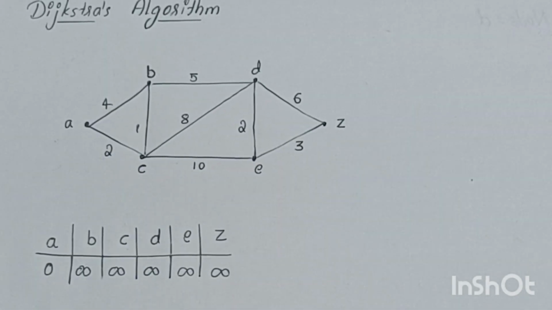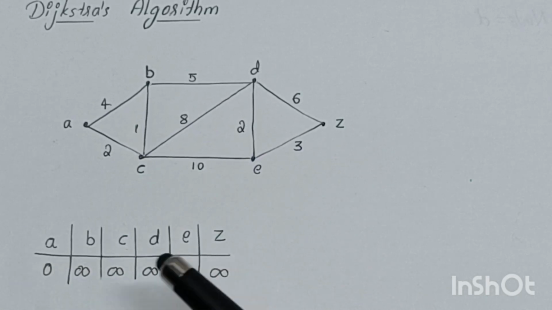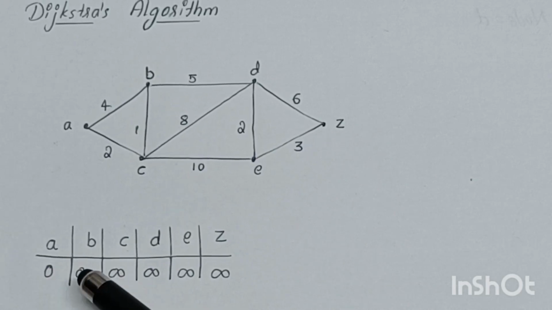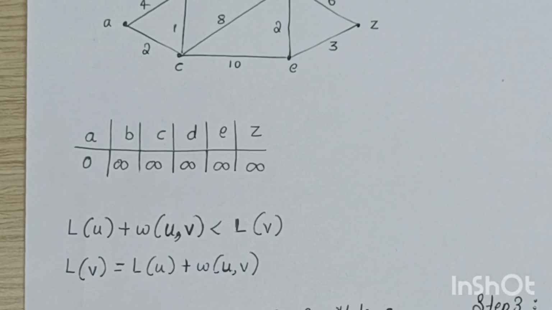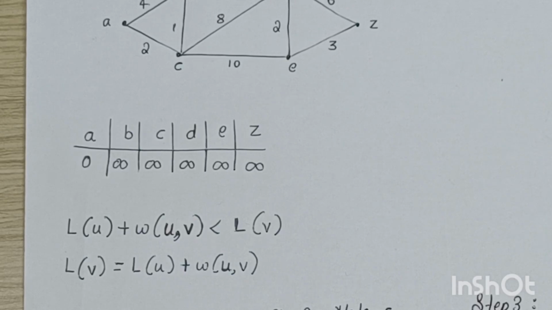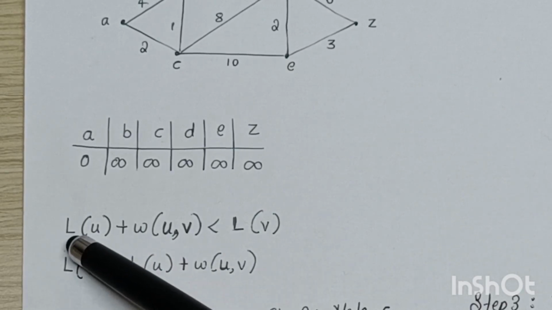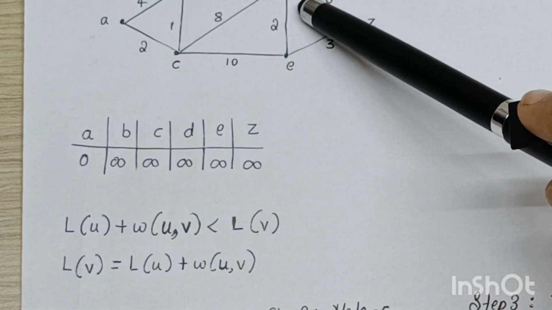Initially, you are going to create a table where you are taking all the vertices from the graph, and initially you are taking the source vertex value as 0 and all the rest of the vertices with the value infinity. This is the formula of the Dijkstra's algorithm. Here U is the source vertex, V is the destination vertex. L is nothing but the value, W is nothing but the weight. For L, you are going to consider the value from the table. For weight, you are going to consider it from the graph.